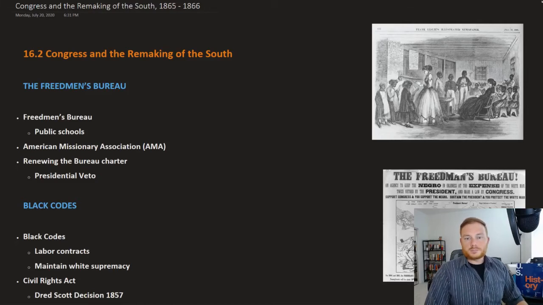All right, so this is OpenStax U.S. History, Chapter 16, Section 2, Congress and the Remaking of the South. So let's recall that the time period that we're talking about right now is Reconstruction. And Reconstruction is the time period after the Civil War where the nation needs to rebuild itself and also rebuild the relationship between the North and the South.